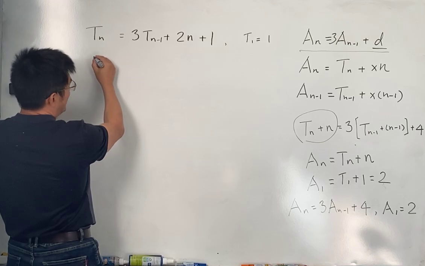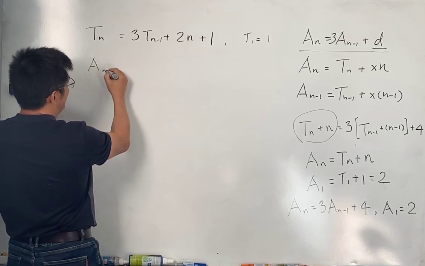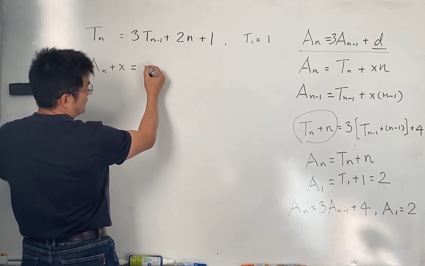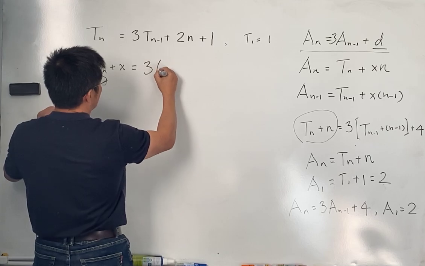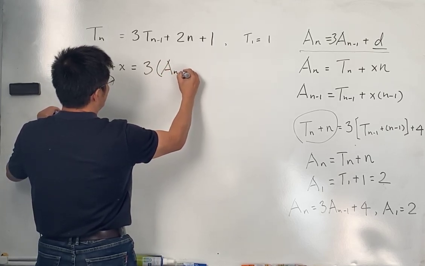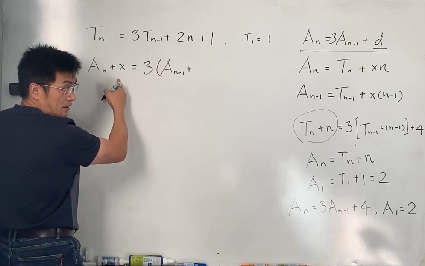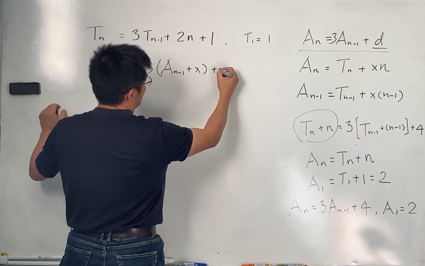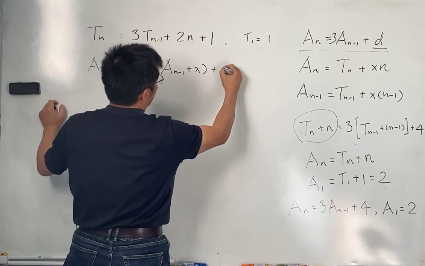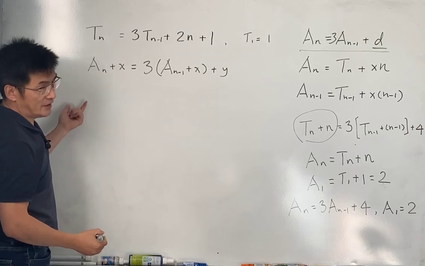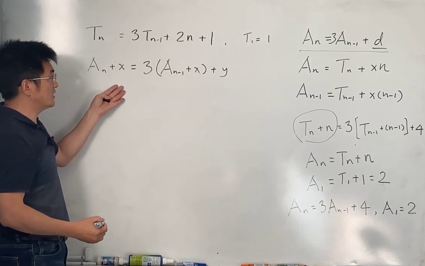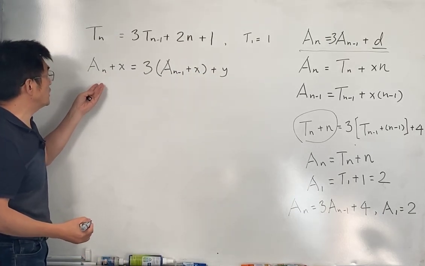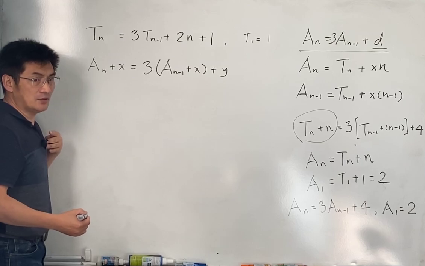We're gonna have a sub n plus something equals 3 times a sub n minus 1 plus the same thing, plus x, plus something, y. Alright? Okay. So make it look like this. If we can match this to that, then we're actually creating another sequence, right?